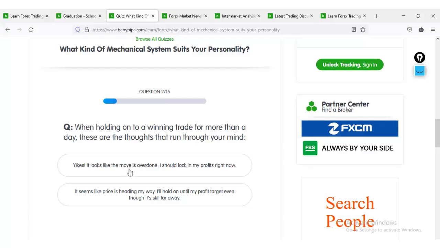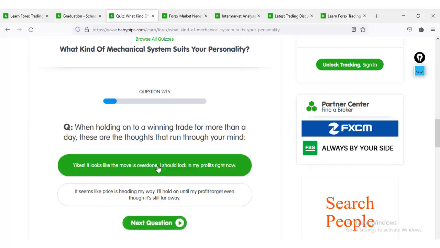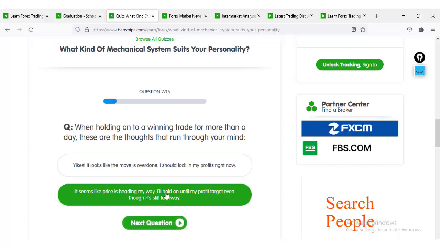Yes, it looks like the move is overdone. I should lock in my profit right now. It seems like the move is headed my way. I'll hold on till my profit target, even though it's still far away. Well, sometimes I like to lock in positions right away. Maybe I have to improve that, or maybe I'll just say, let me hold on to my position until target hits. I think as a swing trader, this is what I should do.